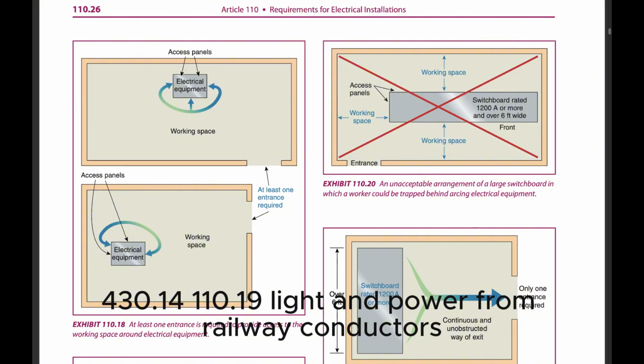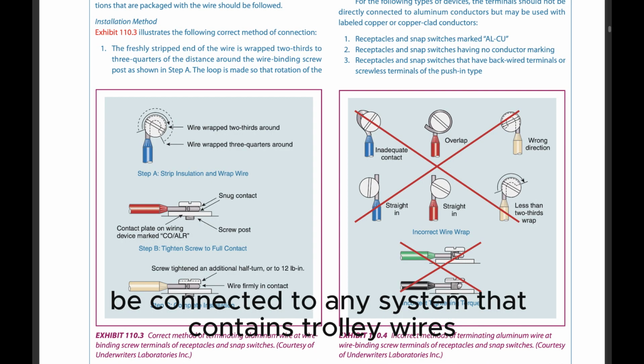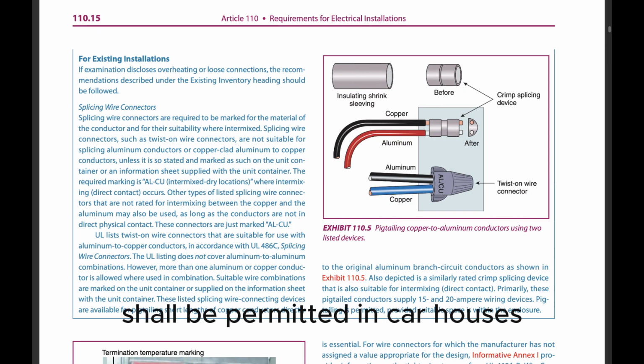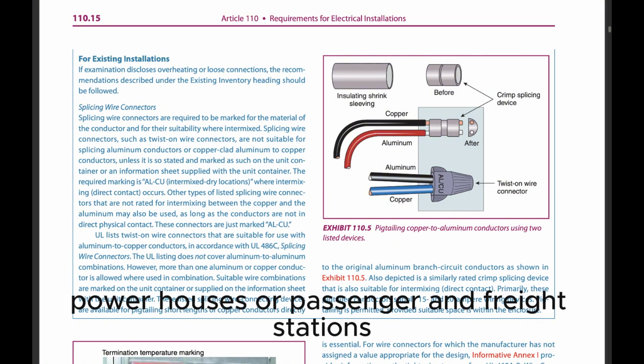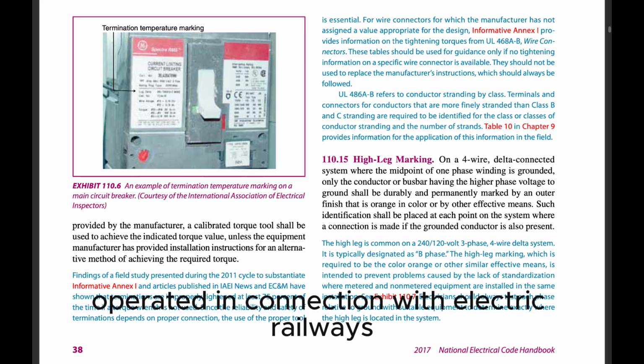110.19 Light and power from railway conductors. Circuits for lighting and power shall not be connected to any system that contains trolley wires with a ground return. Exception: Such circuit connections shall be permitted in car houses, power houses, or passenger and freight stations operated in connection with electric railways.